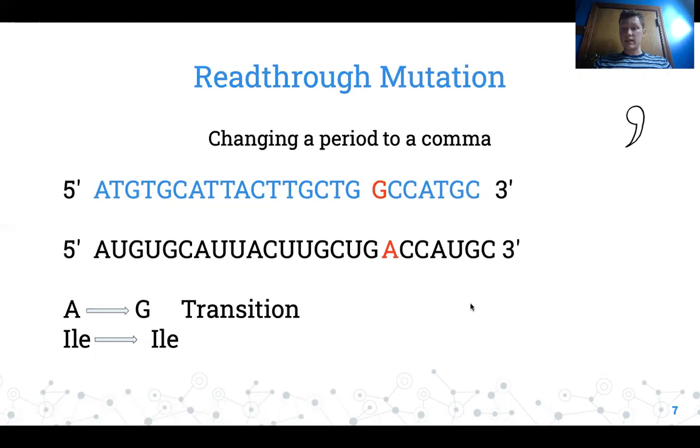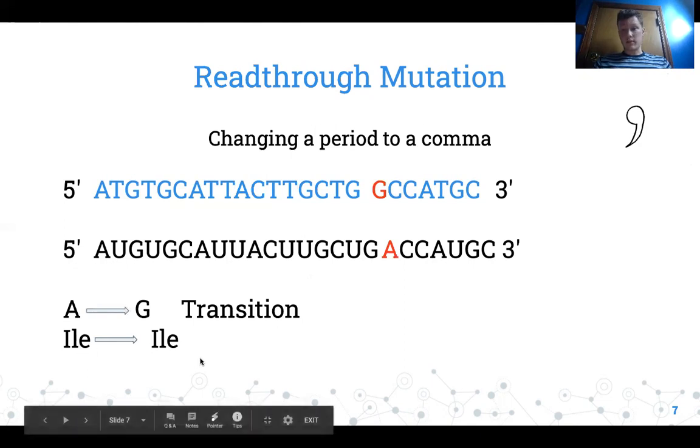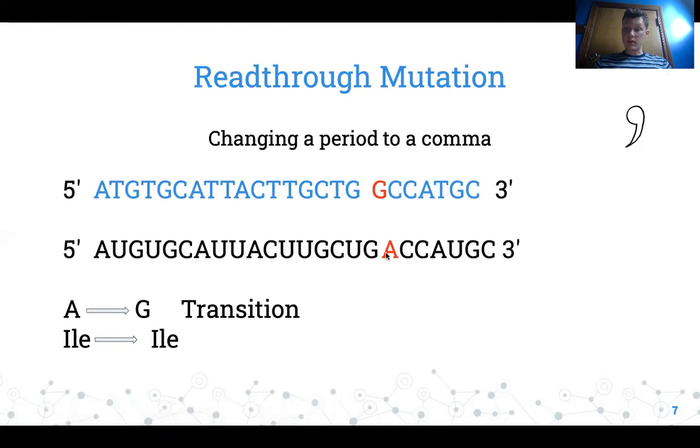And so the next thing is a read-through mutation. And with a read-through mutation, it's basically where you change from a three base pair codon that codes for a stop to something that codes for another amino acid. So it's like in a sentence, changing the punctuation from a period to a comma. And so here we go from an A to a G. And so you go from ILE to ILE. And so basically the amino acid would keep coding instead of just stopping where it's supposed to stop.